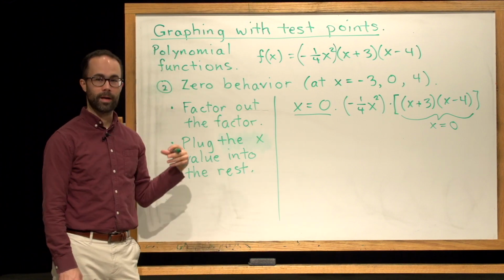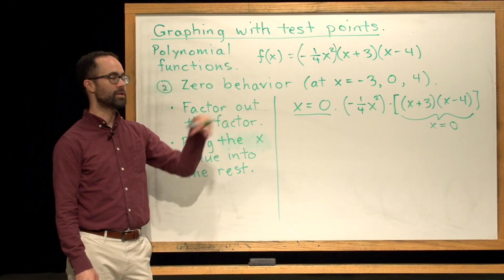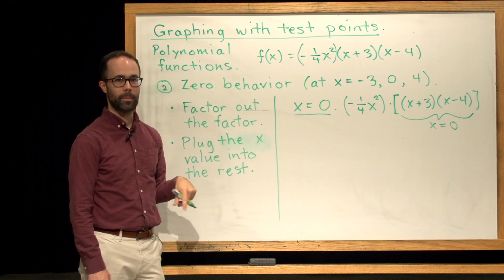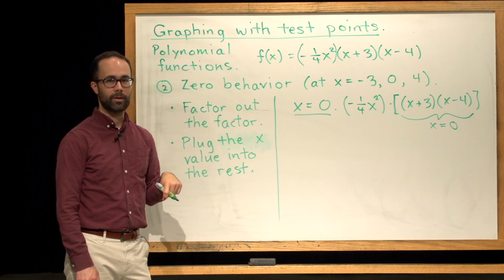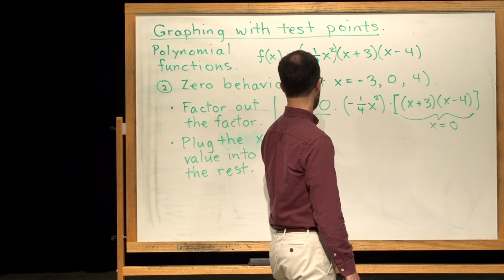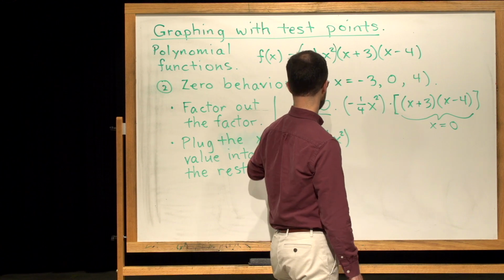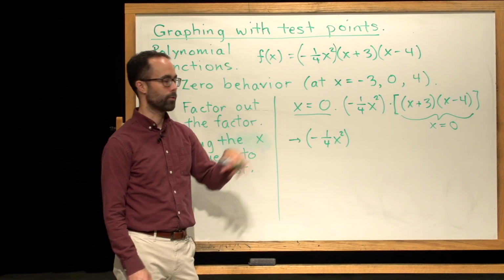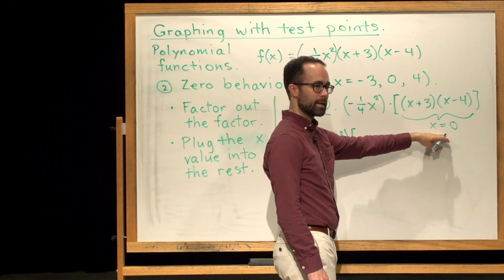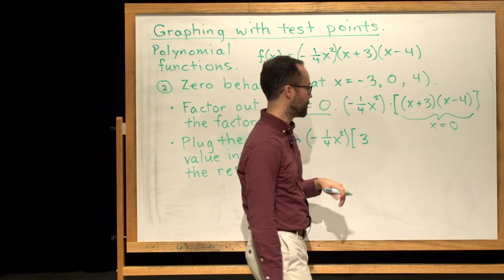So once we've factored out the factor, in this case minus 1/4 x squared, we consider the rest of it, which is the two factors, x plus 3 times the factor x minus 4. We plug the value of 0 into it. And let's see what happens here. So underneath, I have my original factor, minus 1/4 x squared. We leave that alone. We do the other part with x equals 0. And there's not a lot to calculate here. The first factor would be positive 3. The second factor would be a negative 4.